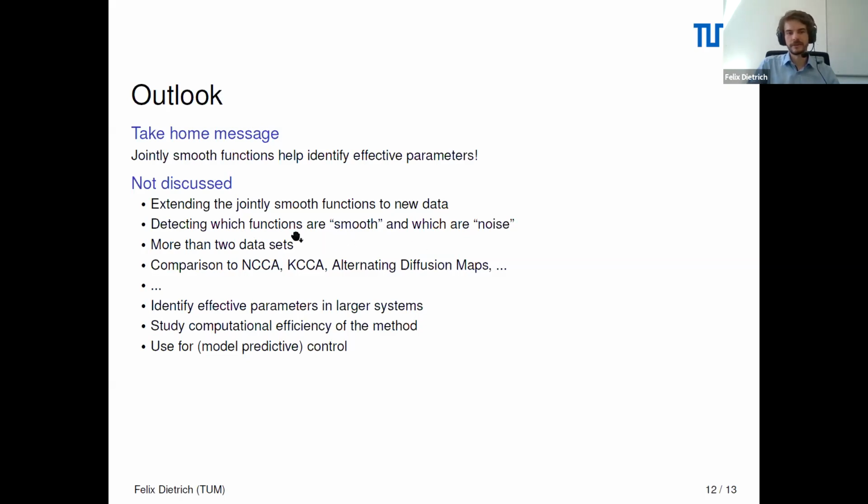As I said, we can also apply it to more than 2 data sets and also compare it to nonlinear CCA and alternating diffusion maps if you know about this. What we haven't done yet is identify effective parameters in very large systems, like with tens of thousands of parameters, for example, study the computational efficiency of the method. And what I would also like to do is use these for model predictive control at the end.